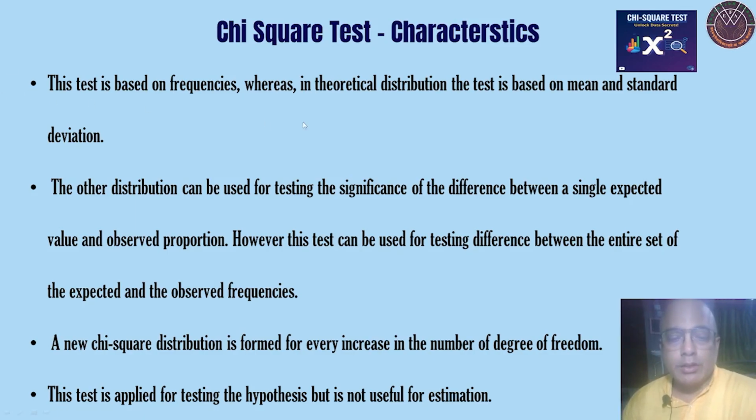In the chi-square distribution, you will also study the degrees of freedom for a chi-square test. This test is applied for testing hypotheses but is not useful for estimation. You are not able to predict or estimate anything, you are just saying whether an association or any relationship is there. So that much it is trying to do.